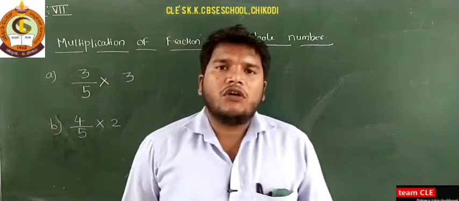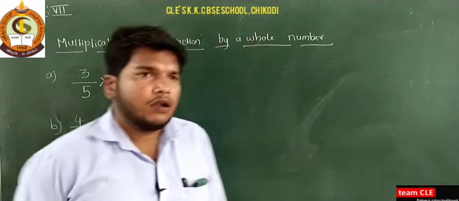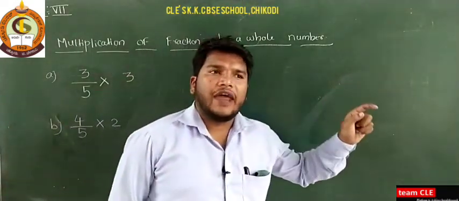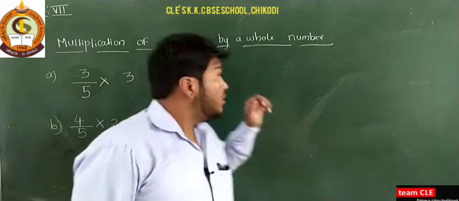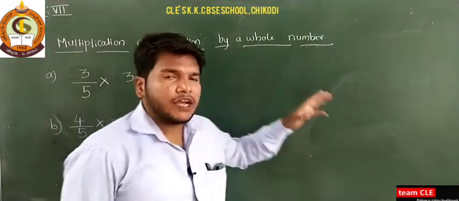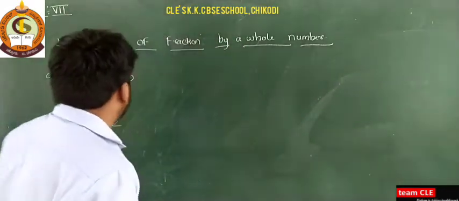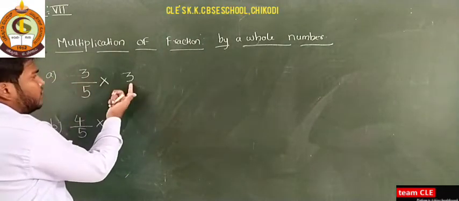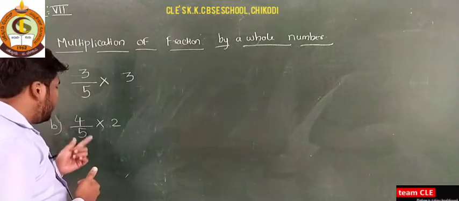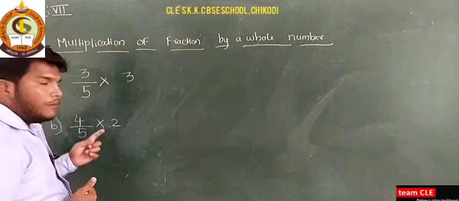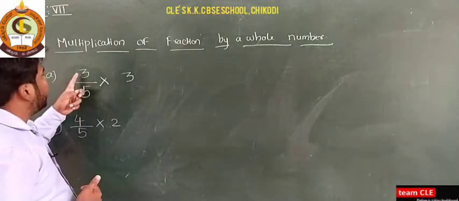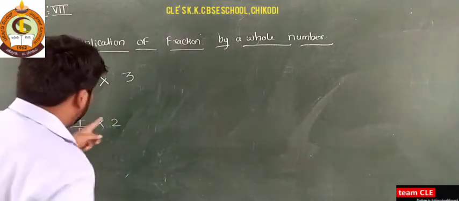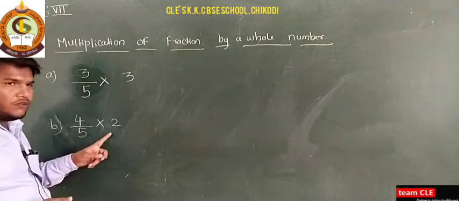In this video you are going to learn the multiplication of a fraction by a whole number. Here 3 by 5 is a fraction and 3 is a whole number; 4 by 5 is a fraction and 2 is a whole number.